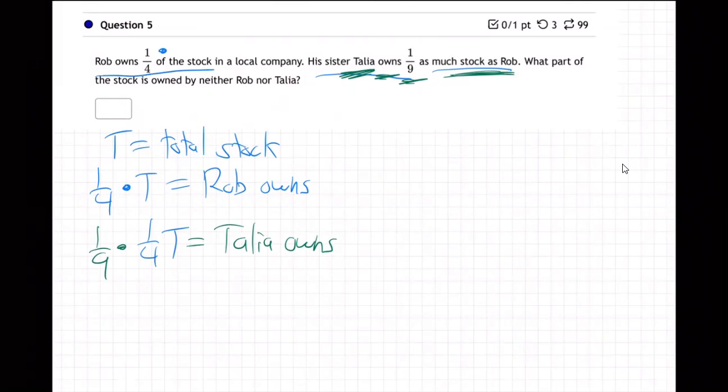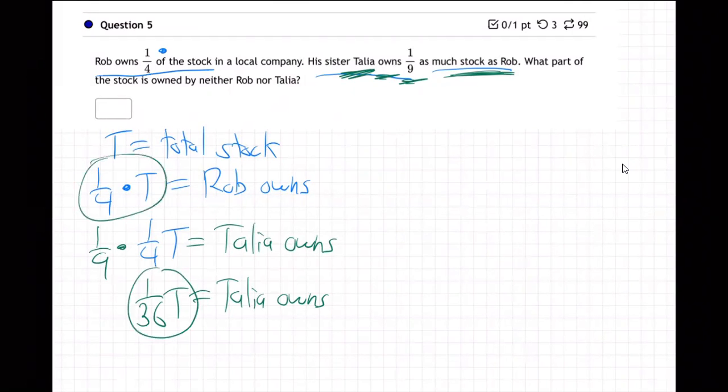So in other words, 1/36 is what Talia owns, right? I just multiplied those together. So Talia owns 1/36 of the stock, doesn't she? Rob owns 1/4 of the stock in the company. And the question put to us is, what part of the stock is owned by neither Rob nor Talia?